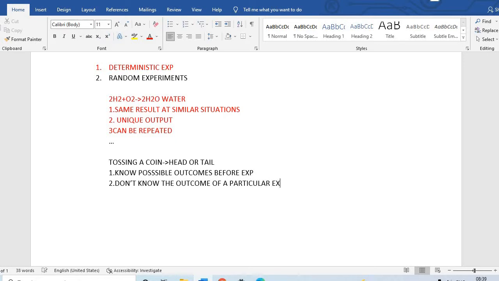Okay. You know what are the possible outcomes. You know that this is head or tail, but you don't know what will be the outcome in the current or particular experiment. And similarly, a random experiment can be repeated under similar conditions. So these are the main 2 points. One is you know all the possible outcomes before the experiment, but you don't know the outcome of the particular experiment. So this type of experiments are called random experiments.